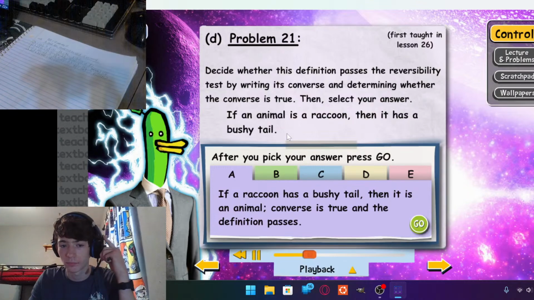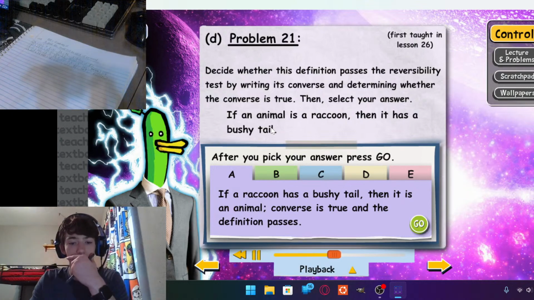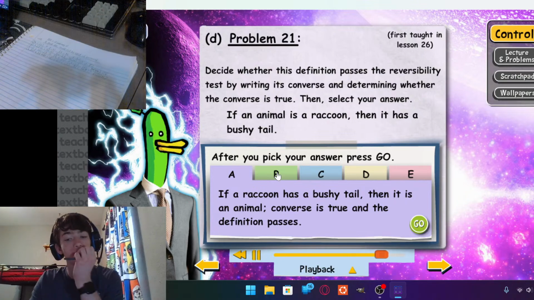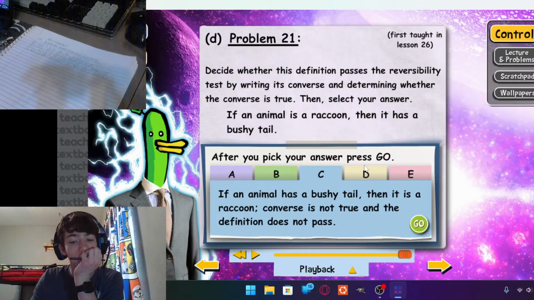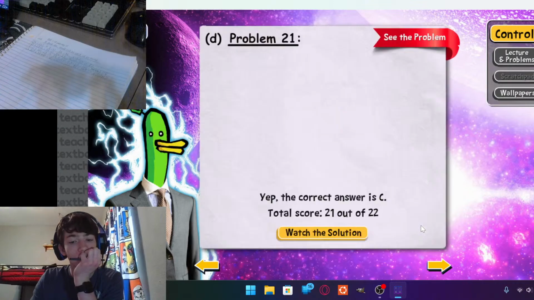You need to write the converse of this statement and decide whether it's true or false. Then select the correct answer. If an animal is a raccoon, then it has a bushy tail. Awesome. Okay, there we go.